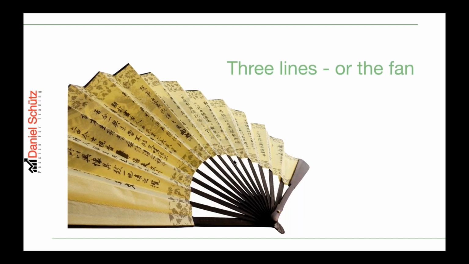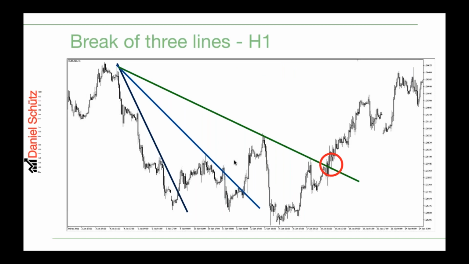For example, I paint in 3 trend lines and make a fan of that. So that's a typical picture: more and more flattening trend lines. That's the fan principle. The break of the 3rd trend line signals, or could signal, a long-term trend reversal.